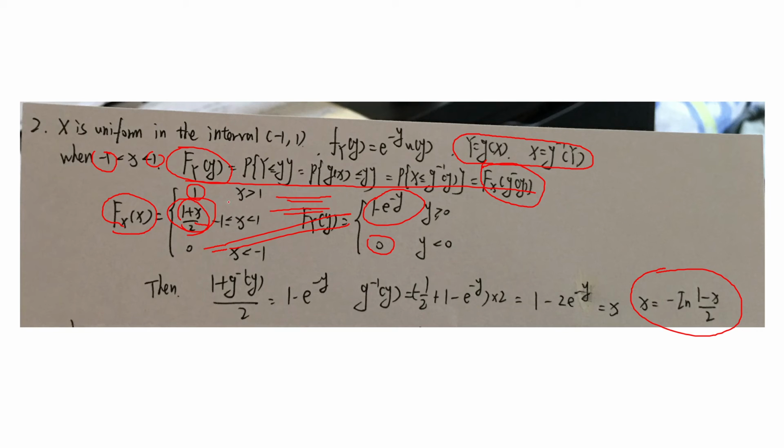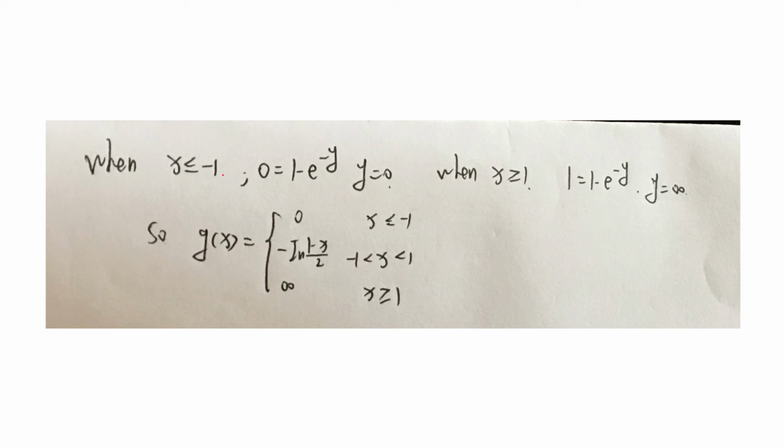As I said before, setting 1 equal to 0 or 0 equal to 0 makes no sense because we need to find a relationship between x and y. So we need to use the third part of F_y(y). When y is greater than 0, F_y(y) equals 1 minus e to the negative y. So we can find that when x is less than -1, 0 equals 1 minus e to the negative y, so y equals 0. And the other part is y equal to positive infinity.